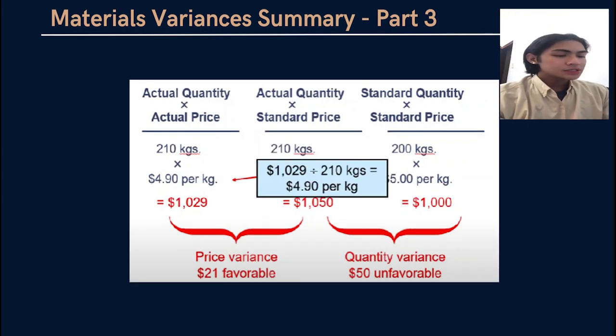Part 3 naman po is we need division. $1,029 divided by 210 kilograms. So, saan nga po ba nanggaling yung $1,029? Yung $1,029 po is the total of actual quantity and actual price, while yung 210 kilograms naman po is the actual quantity. And after po natin silang i-divide, ang total po nito is 4.90 per kilogram.